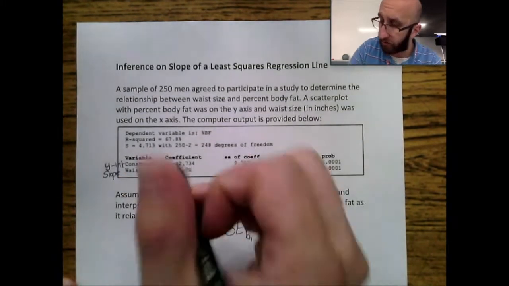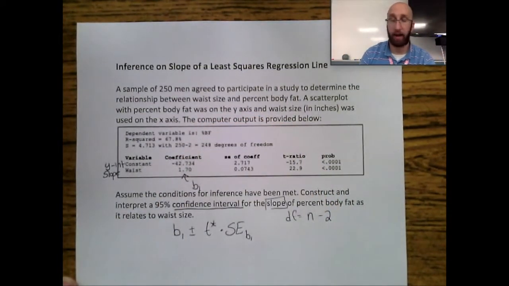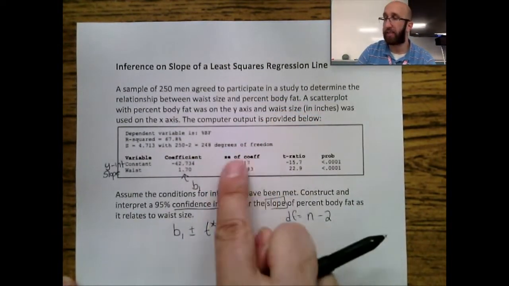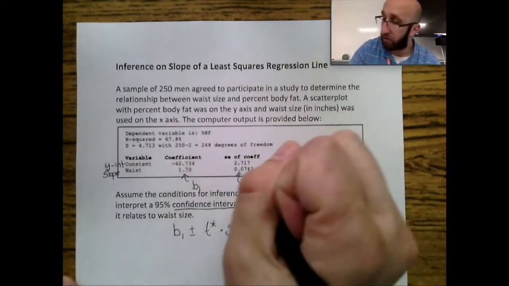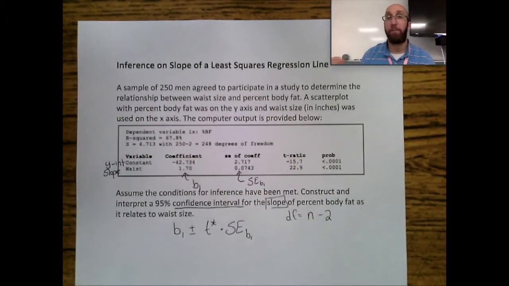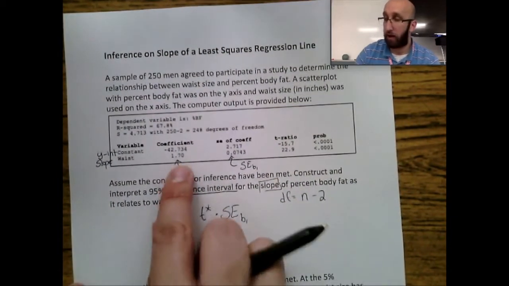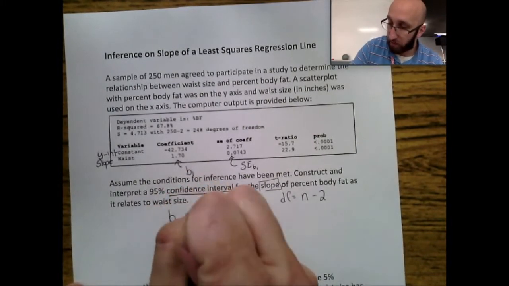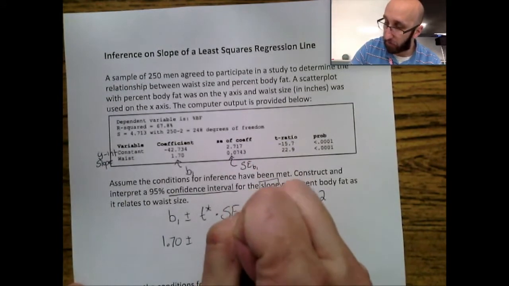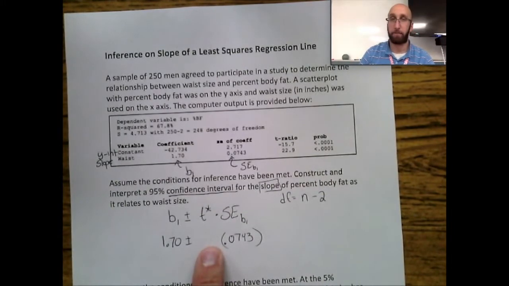The first number, 1.71, is b1, my slope. The next number, SE of coefficient, is the standard error of our slope, SE b1. Being able to read that computer output, you can very quickly put together a confidence interval. So let's do that. 1.70 is my slope, plus or minus t star, and my standard error is 0.0743. I'm going to put that in parentheses because I'm going to multiply by t star.